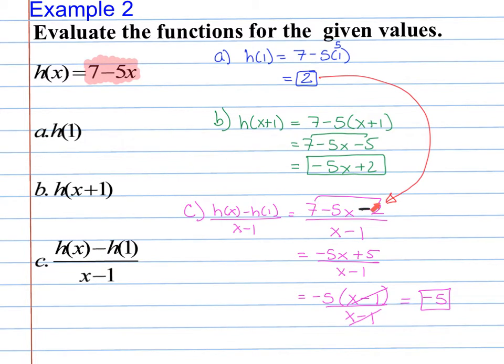You're going to simplify the numerator. Once you simplify the numerator, if there's something you could factor out, in this case, if I factor out a negative 5 from both numerator numbers, I would be able to reduce the top and the bottom, and then I get, as my answer, just negative 5.